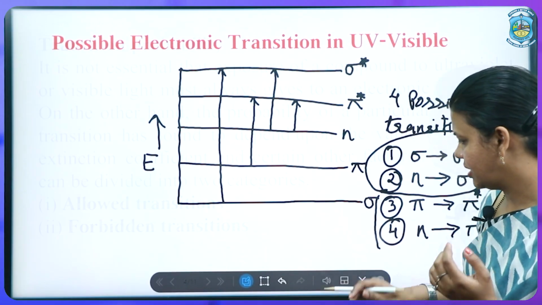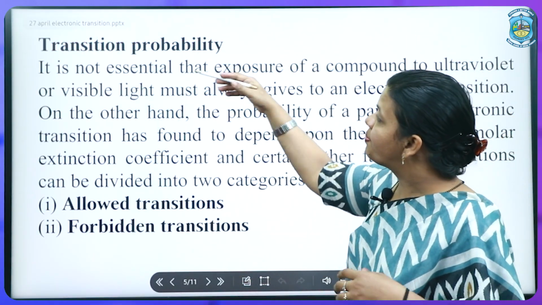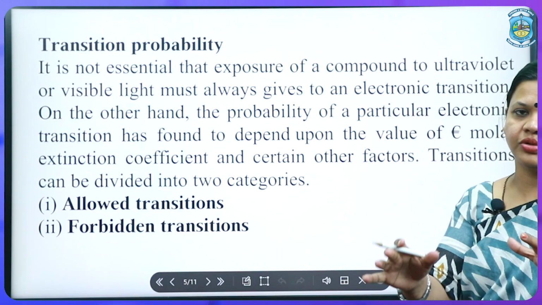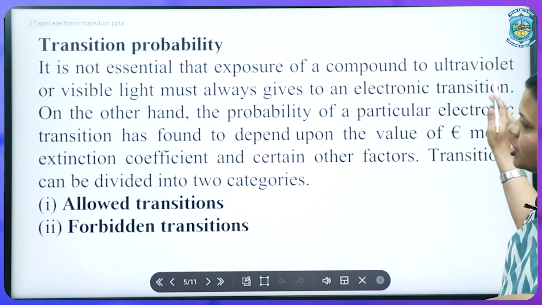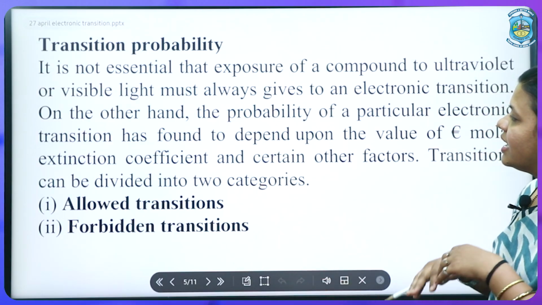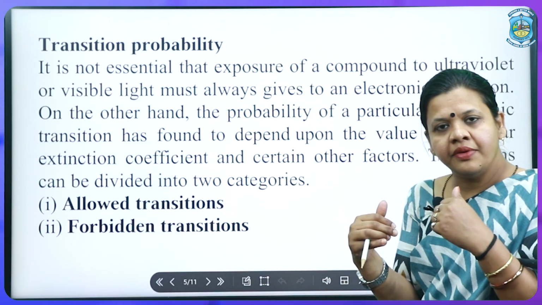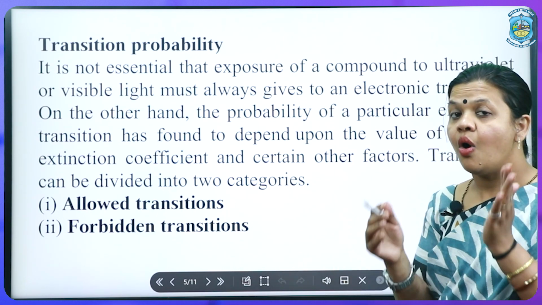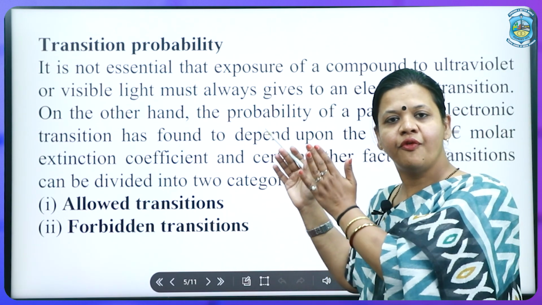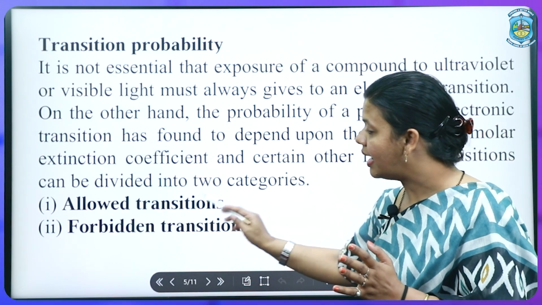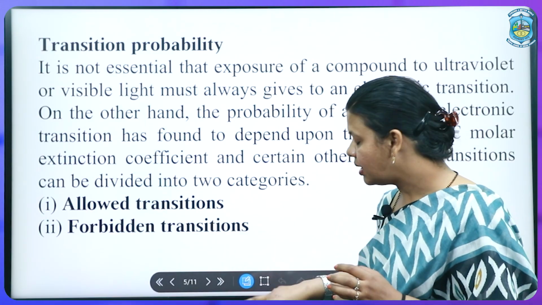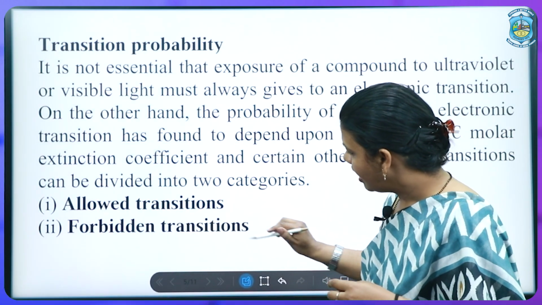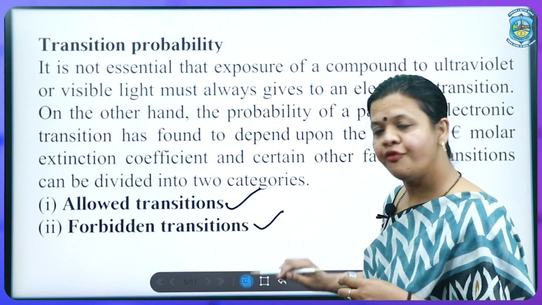are to be focused. So as I am talking about the probability of transition, when we expose a molecule to the ultraviolet radiation or the visible radiation, it is not 100% probability that it will always give rise to a transition. No, all transitions are not possible. Only the 4 which I have mentioned are those which are allowed transitions. So on the basis of this, we can categorize the transition into 2 types. First is allowed transition and another is forbidden transition.